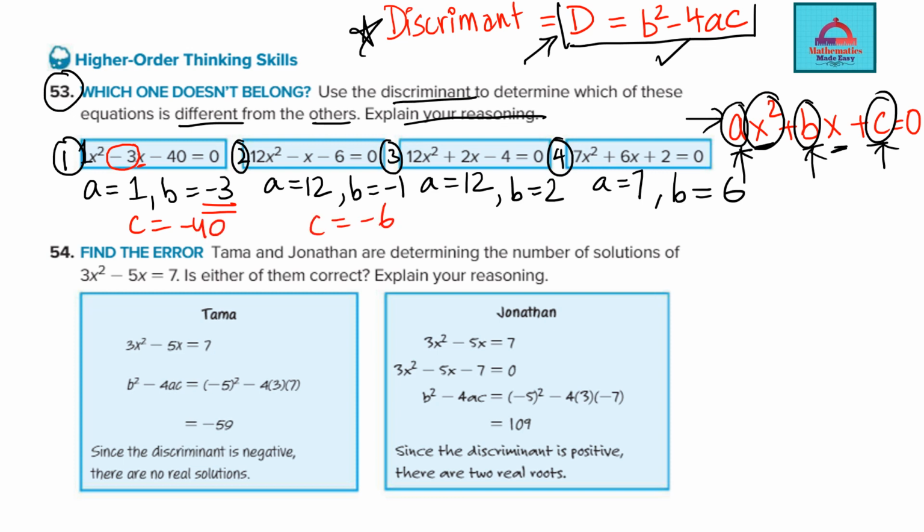C is minus 6. C is minus 4, as you see here, and then here it is 2. Now that you have got your A, B, C, you will be able to use the formula for discriminant. Use your calculator, find the discriminant for all of them, and just see which one is different from the other. So that is how you solve the question. Let's do it in the next slide.